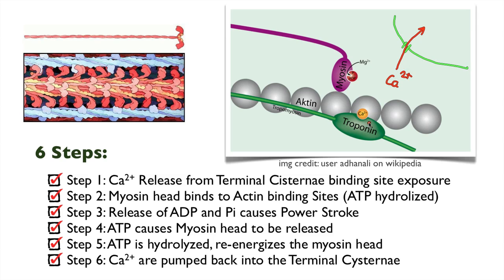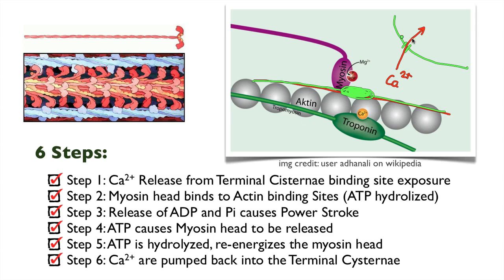That is going to cause the troponin-tropomyosin complex to go back where it was, and it's going to be blocking. I should have done that in green to keep the consistency. I still can. Why not? Okay, so we have our troponin-tropomyosin complex that is blocking, once again, the binding site for the myosin head. All right, so let's recap on that really quick.